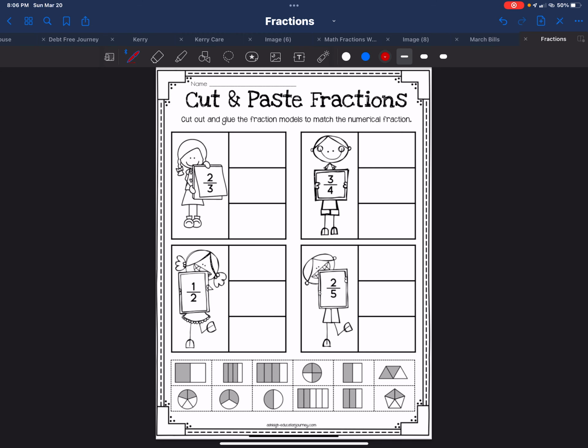So now it says cut out and glue the fraction models to match the numeral fraction. So what you'll do is you'll find all the ones that say 2/3. And so here's a 2/3. So you would cut that one out and it would go here. Here is a 2/3. You would cut that one out and it would go here. Do the same for 1/2, 2/5, and 3/4. Okay, that's all you have to do for this lesson, but there's more.